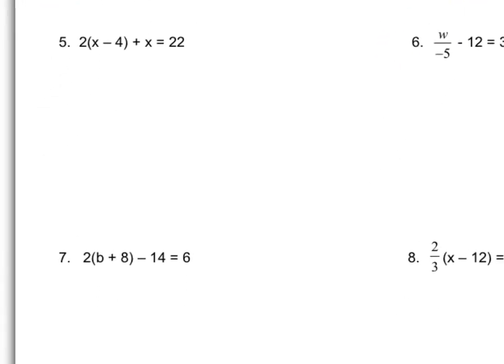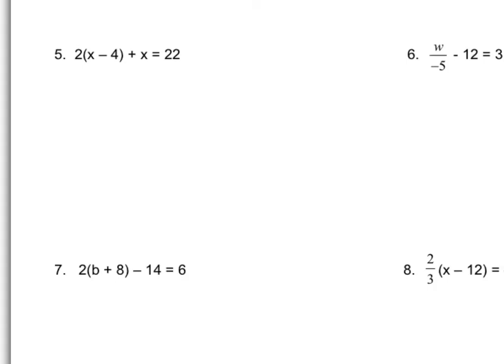Number 5, split the sides. Okay, and then I'm going to simplify the left side of the equation. This time I need to distribute first, so I see this distribution. So I'm going to distribute 2 to each term. So that leaves me with 2x minus 8, and then plus that x equals 22. Okay, I'm going to combine the like terms, so 2x and x gives me 3x.